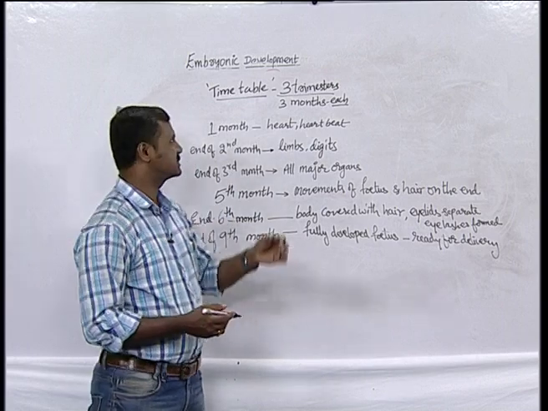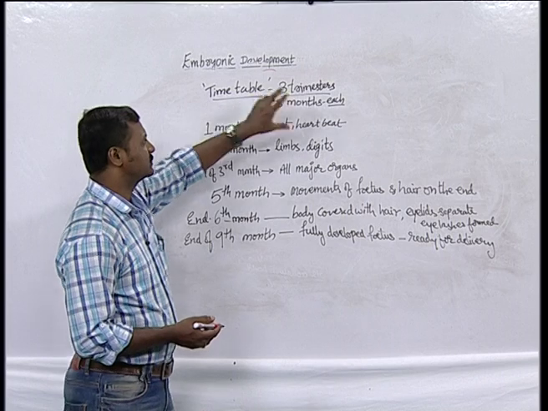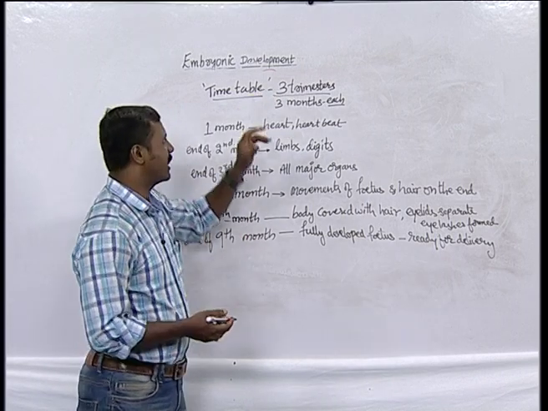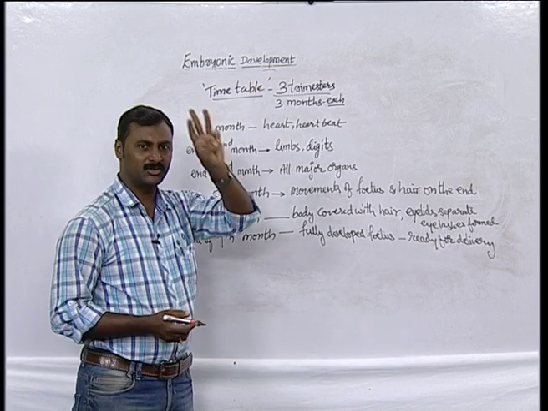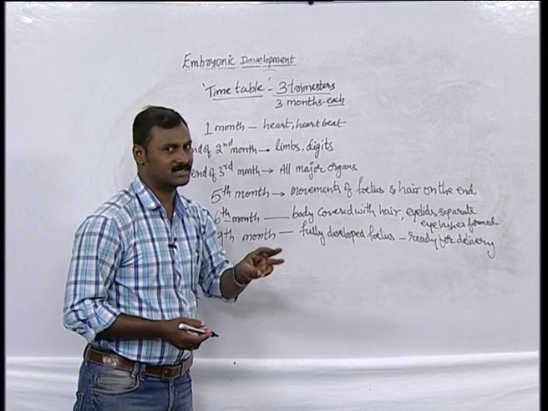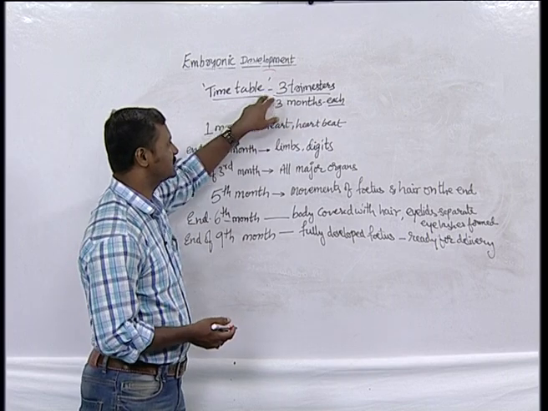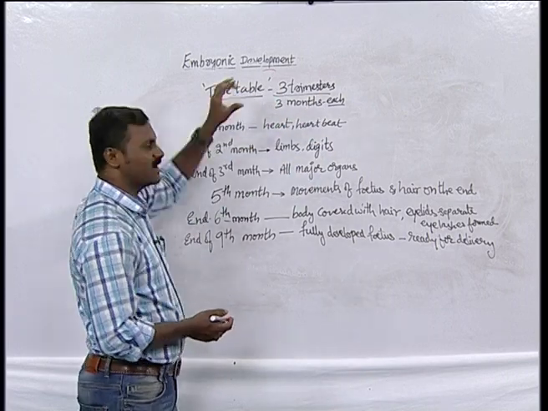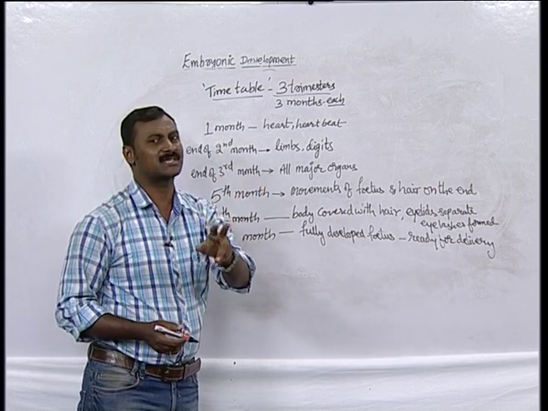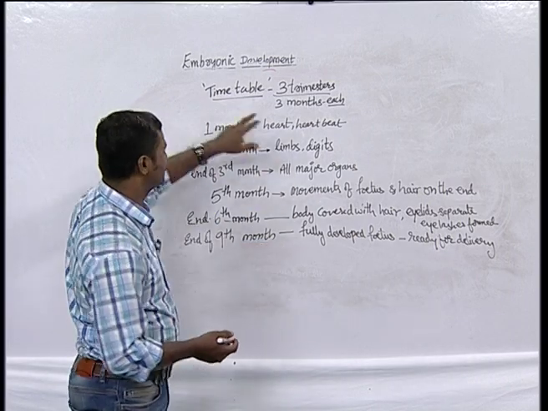Let us discuss some events as a timetable of this embryonic development. You see, there are a total of 9 months of pregnancy period for human beings. If you divide these 9 months into 3 trimesters, the first 3 months are one trimester, the next 3 months another trimester, and the last 3 months another trimester. In the first trimester we use the word embryo, and for the remaining 2 trimesters you use the word fetus. So you can call them embryo and fetus.